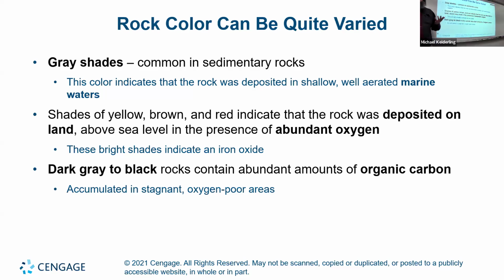Dark gray to black rocks contain lots of organic carbon, and this accumulated in stagnant, oxygen-poor areas. The most extreme case of this would be coal, which is basically just organic carbon. It happens when you bury organic material at the bottom of a swamp, and then you compress that for several million years. But yeah, peat is what turns into coal, basically.